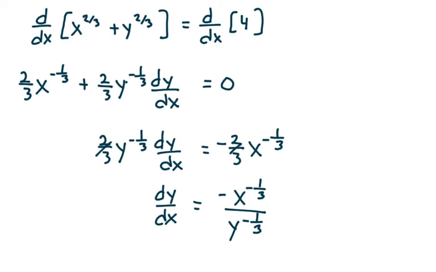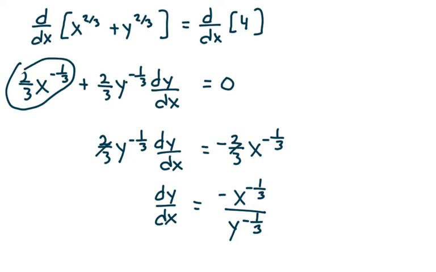So the derivative of x to the 2/3 plus y to the 2/3 with respect to x is equal to the derivative of 4 with respect to x. The derivative of any constant is 0, so we get 0 on the right side of the equal sign. On the left side, the derivative of x to the 2/3 is 2/3 x to the negative 1/3. That's just power rule. Plus, the derivative of y to the 2/3 with respect to x is 2/3 y to the negative 1/3 dy/dx. That's chain rule.